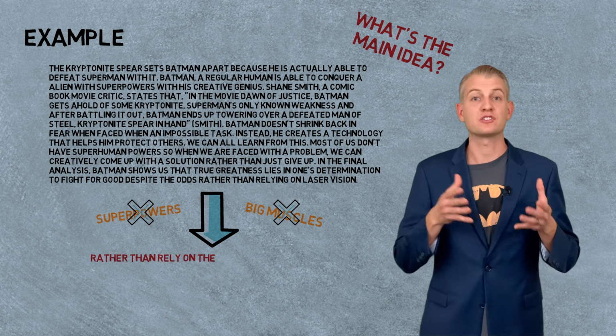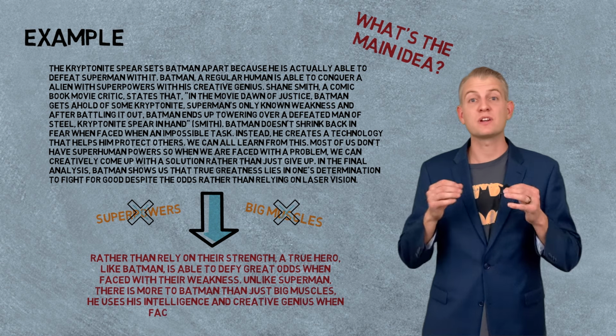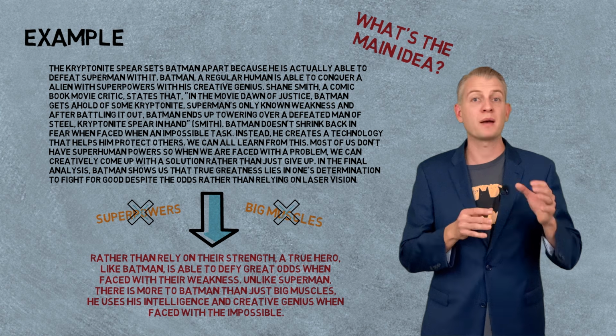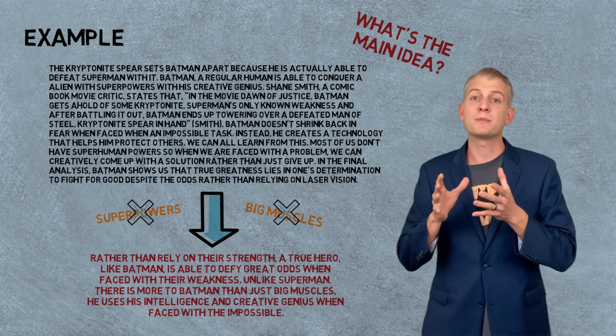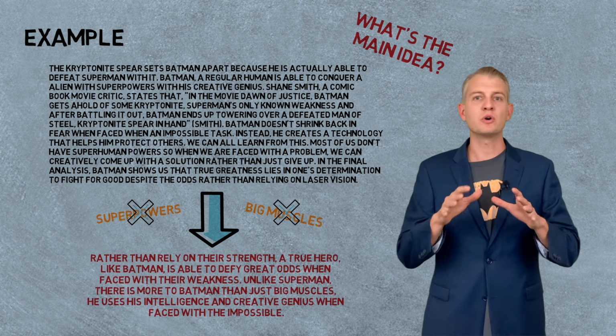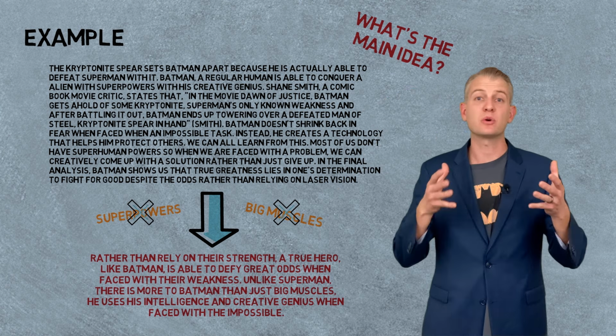Rather than rely on their strength, a true hero, like Batman, is able to defy great odds when faced with his weakness. Unlike Superman, there's more to Batman than just big muscles. He uses his intelligence and creative genius when faced with the impossible. In this summation, I not only talk about how Batman is a true hero, but why Superman is not. I think we can both agree, Superman, not that great. Notice I'm not adding any new ideas or information that I didn't already state in my paragraph.